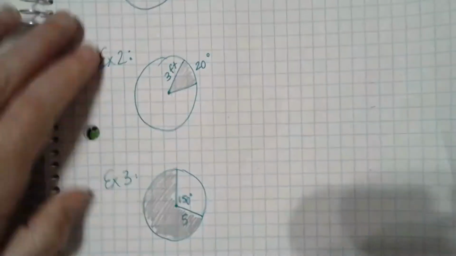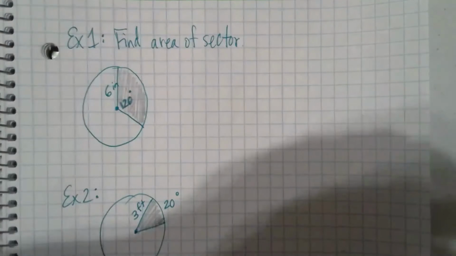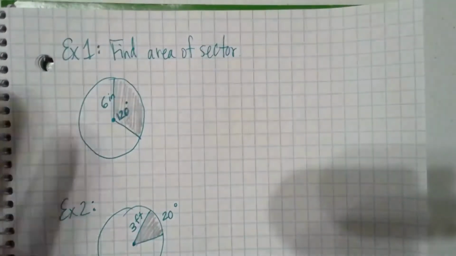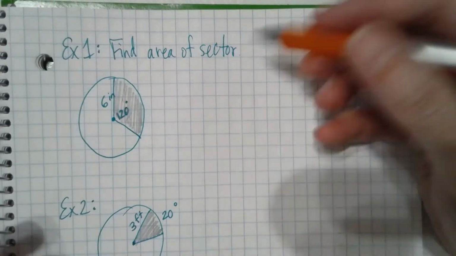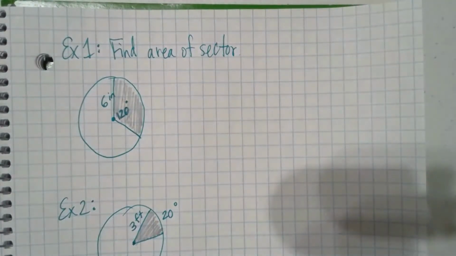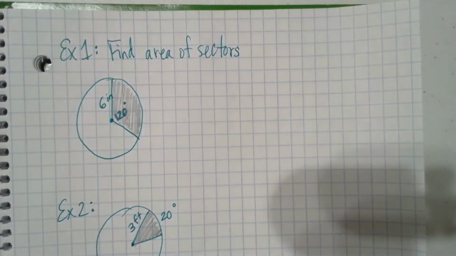All right. Hopefully you paused that if you didn't have all that written down and you're ready to go on. Okay, so pause again to make sure you have the picture drawn. We're going to find the area of each of these sectors. I'll put an S right here. Find the area of the sectors for each of these.